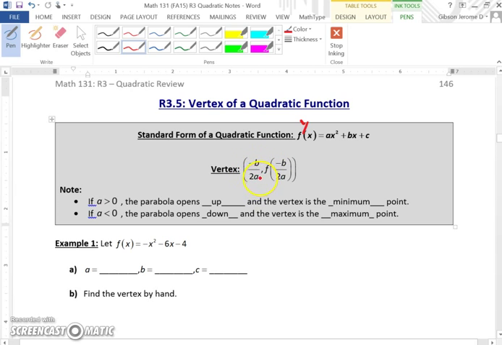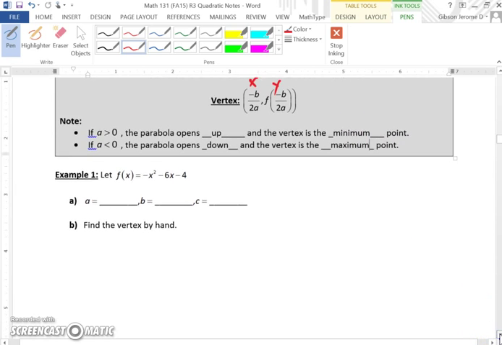Basically, the vertex formula goes like this. You would take negative b over 2a, get that value, that would be your x value. And then you will go back and substitute that value into the equation, and that will give you your y value. This is your x, this is your y. Now, if a is greater than 0, the parabola opens up and the vertex is the minimum point. If a is less than 0, the parabola opens down and the vertex is the maximum point. Now, we saw that in R3.4.